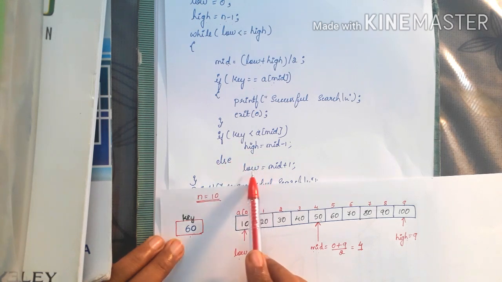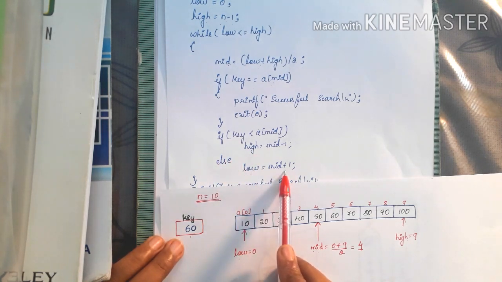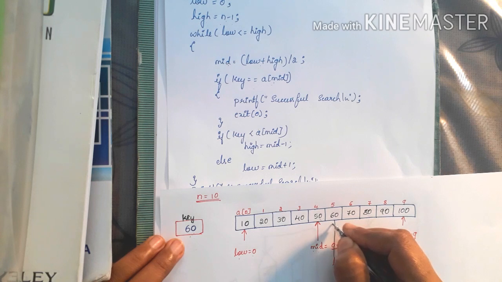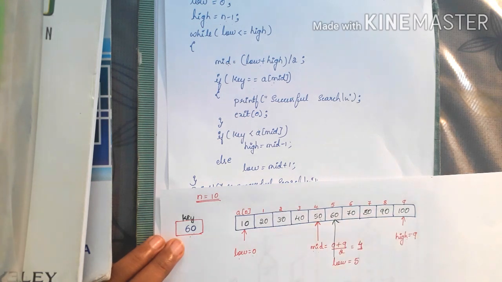Else part instruction is low is equal to mid plus 1. So low value is mid plus 1. Mid value is 4. 4 plus 1 is 5. Now the variable low is pointing to the fifth position element of the array, but high remains the same, because first we compared the key element 60 with the middle element, that is 50. It is not equal to 50. Then we check whether that key element is less than the middle element. No. So obviously the key element 60 is greater than the middle element.